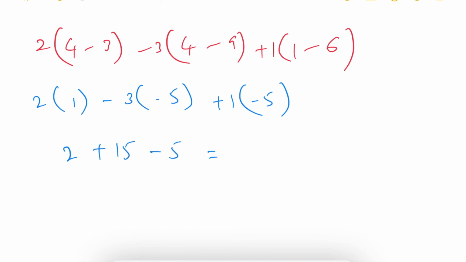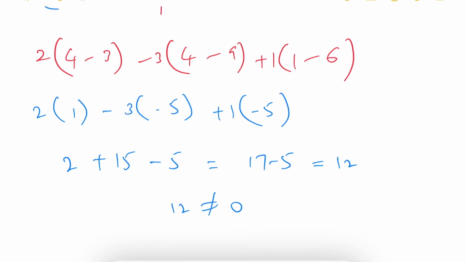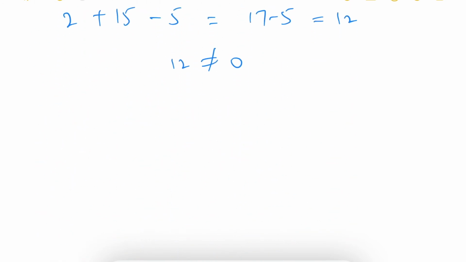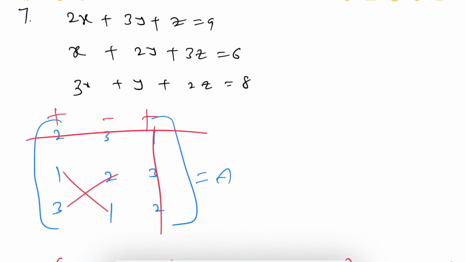2 plus 15, 17 minus 5, which is nothing but 12. So this 12 is not equal to 0. Here the determinant is not equal to 0, then the rank of the matrix will be equal to the number of rows. So here the number of rows is 3, so the rank of the matrix A will be equal to 3. Okay, now let us check the augmented matrix.